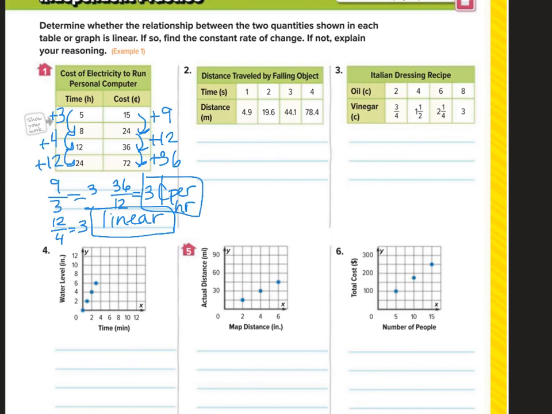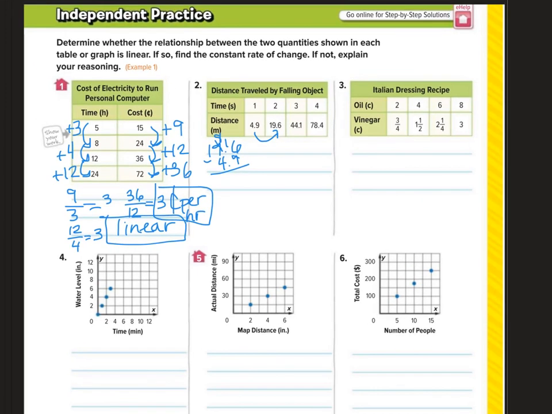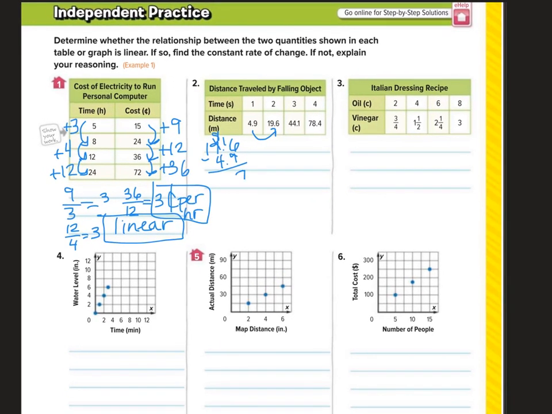Okay, number 2, we're looking to see if this has a constant rate of change. So if I'm increasing from 4.9 to 19.6, I have to find the difference. So 19.6 minus 4.9, 16 minus 9 is 7, and 8 minus 4 is 4 with 1. So it's a 14.7 increase.